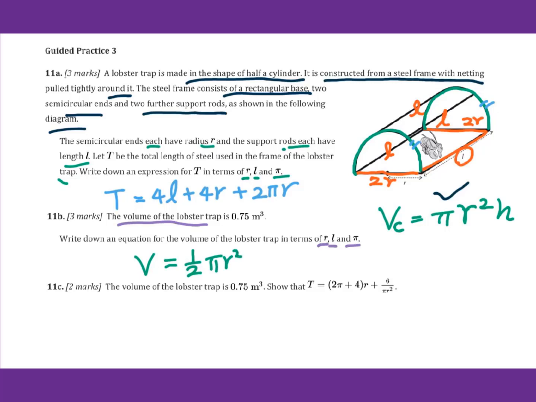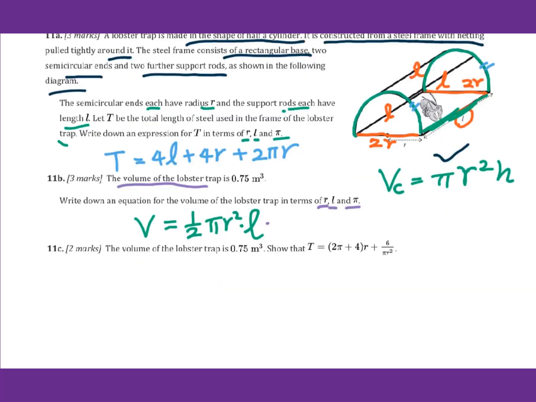Pi r squared, the height will be L. Then we will set this equal to 0.75. For 11C, the volume of the lobster trap is 0.75 meters cubed. Show that T equals this. So we get T equals 4L plus 4r plus 2 pi r.